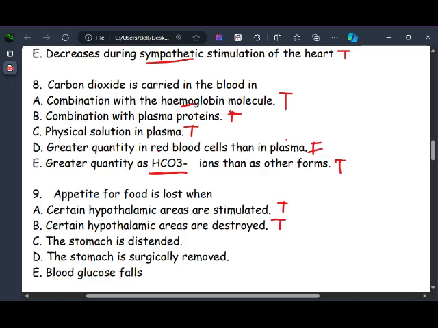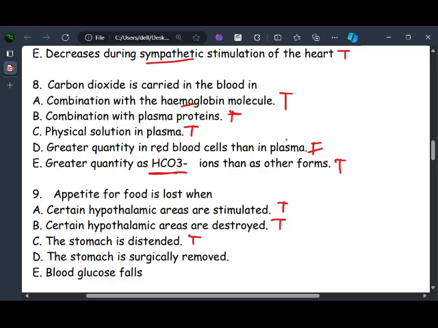Then C, the stomach is distended. All right, so C is actually true. The stomach being distended means you have had something in your stomach. What that tells the brain is that there's something in your stomach, so stop eating anything else. So it makes you lose appetite for food. That's the reason why when you are full, you lose appetite for anything else, because the body is just trying to prevent you from overeating. So that is actually true as well.